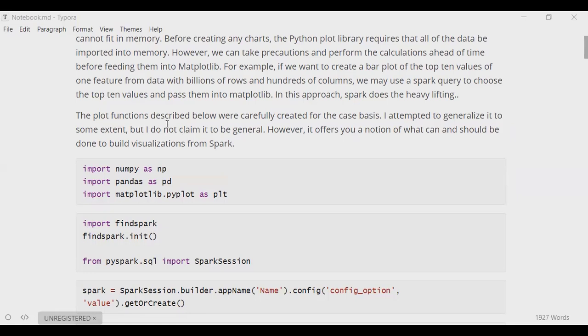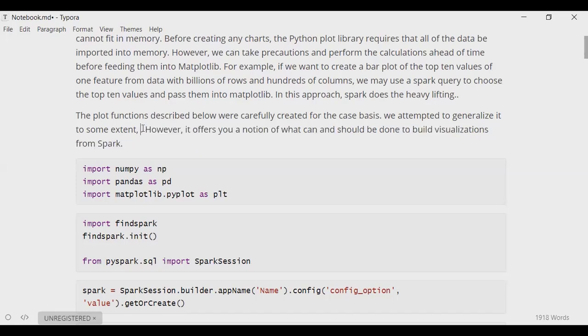So the plot function is described below. Carefully created on this basis. Here we can see we attempted to generalize it to some extent. It's not fully general, but it offers a notion of what can and should be done to build a visualization path.